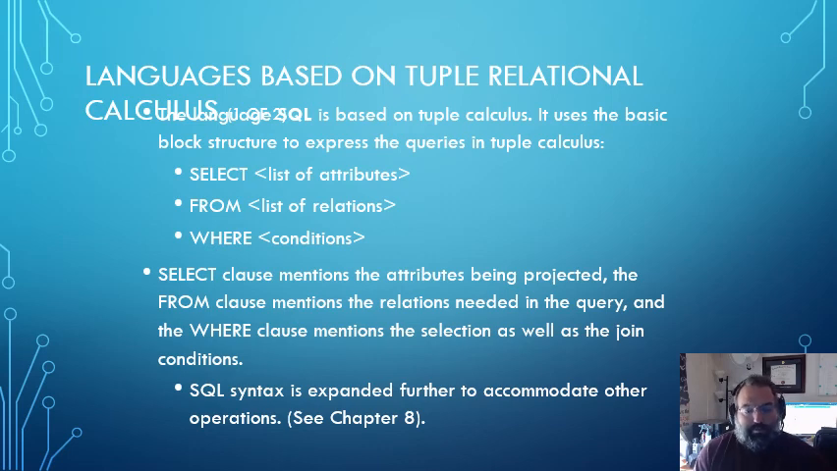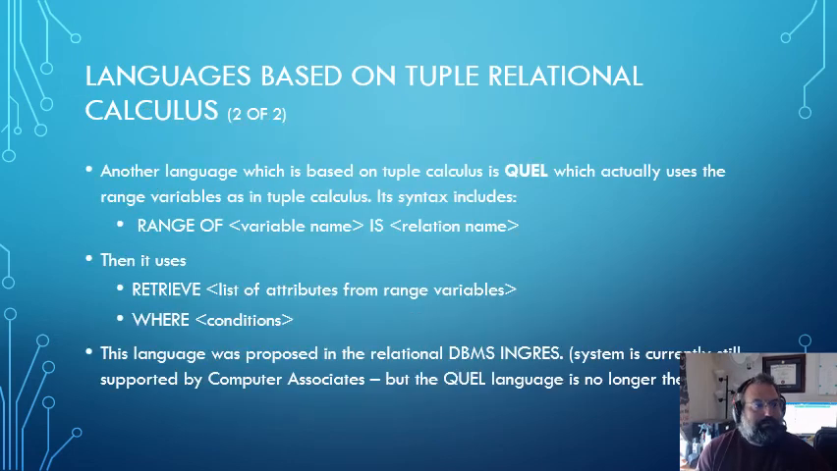The language SQL is based upon tuple calculus. It uses basic block constructs to express queries in the form select-from-where. The select clause mentions the attributes being projected, the from clause mentions the relations needed for the query, and the where clause specifies the selection as well as the join condition. SQL syntax is expanded further to accommodate other operations.